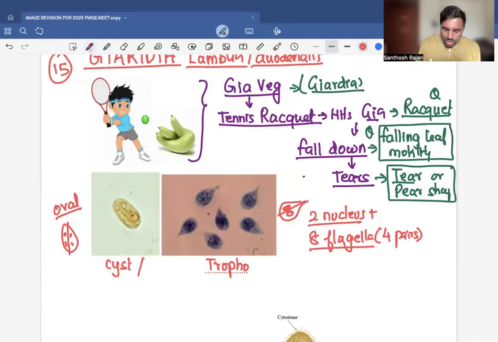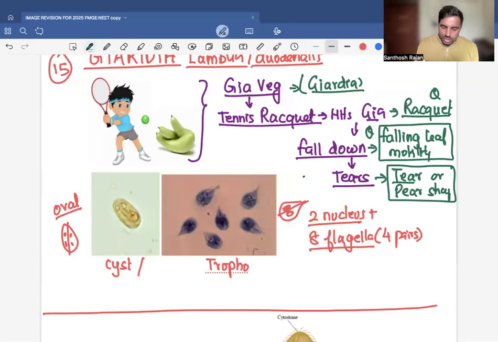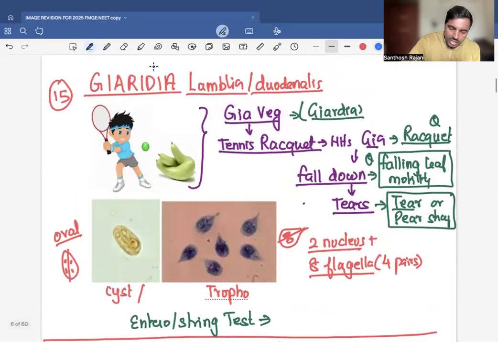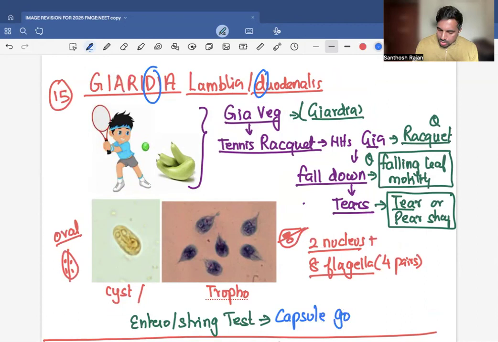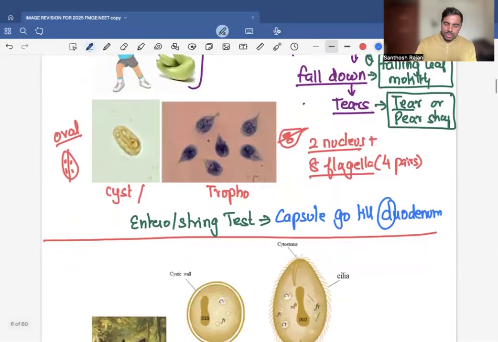And don't ever forget one test, which I know you already know very well. Which test is that? Your string test. We call it the Entero test or string test, where you put the capsule down to a certain part. The name itself gives you a clue: Giardia has a D, no? Duodenalis is also its name. So here the capsule should go till the duodenum. That's all, very simple. Very good, we are done with this.